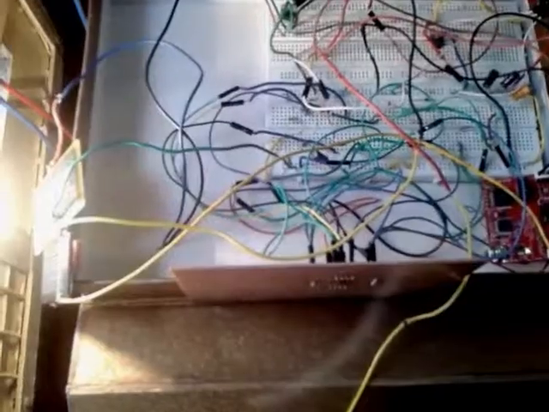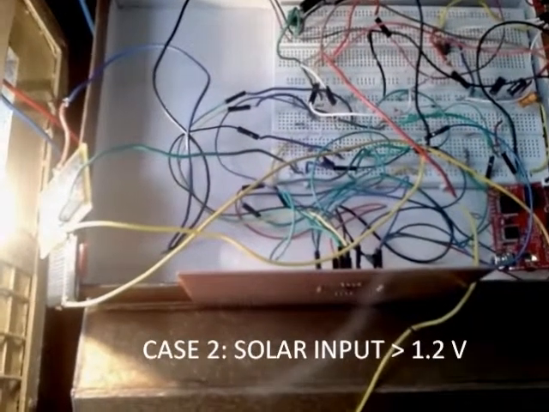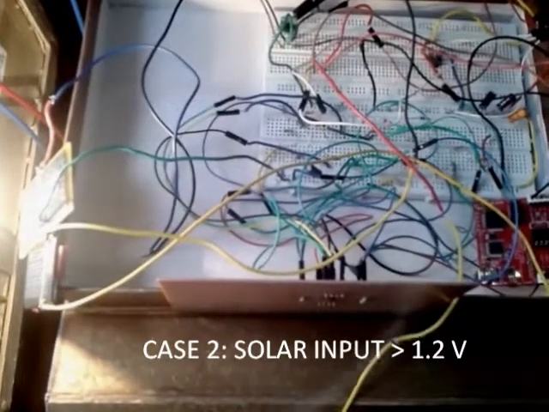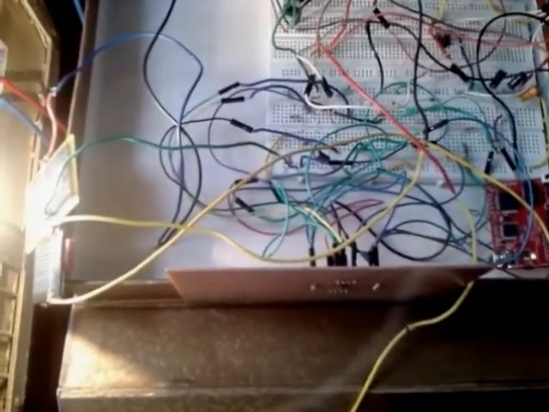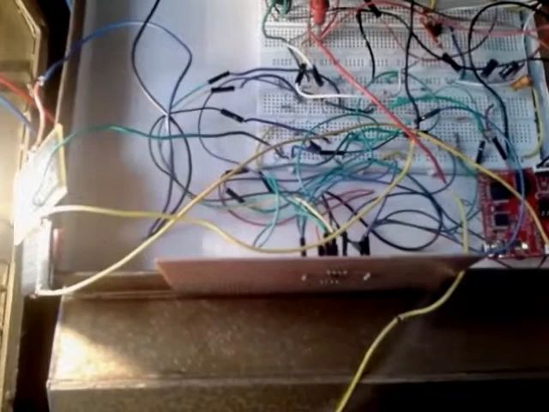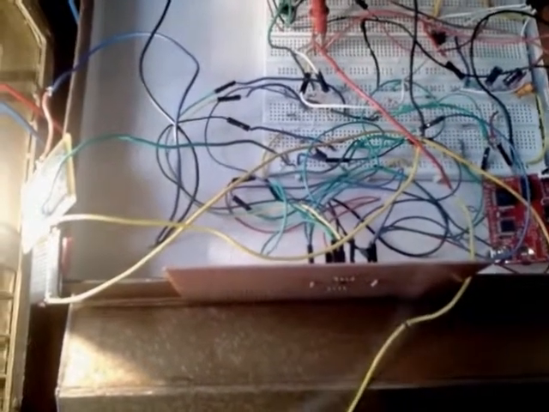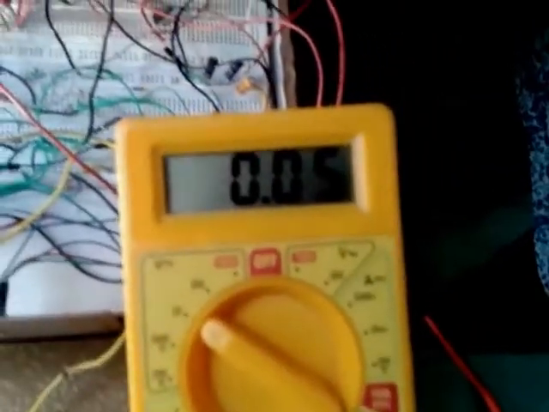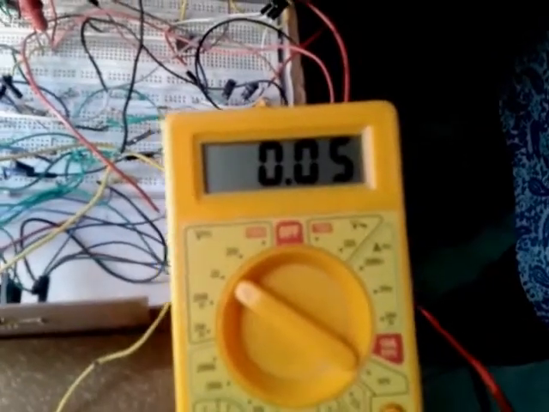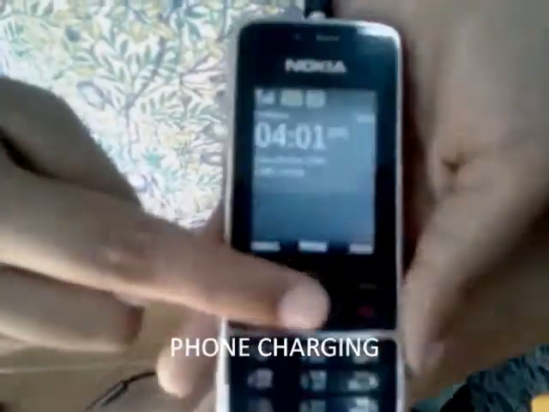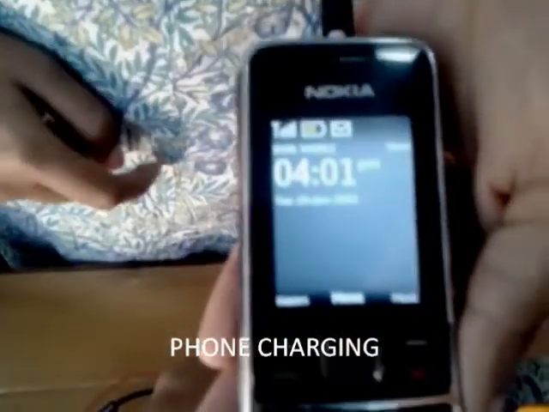Now let us consider the second case. The solar input is more than 1.2 volts. The microcontroller senses this input and instructs the switch to close. Here we see that the switch has 0.05 across it. A low for the switch indicates that it is closed. And we see that the cell phone is charging.